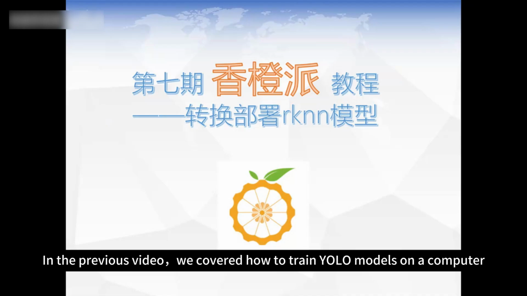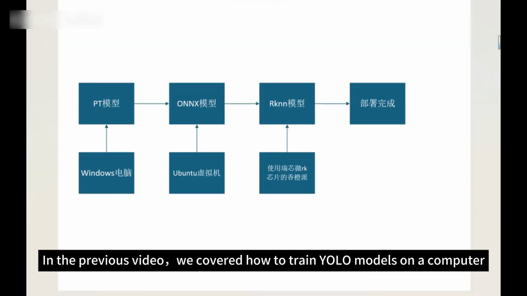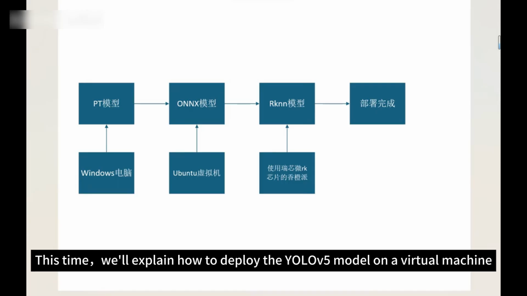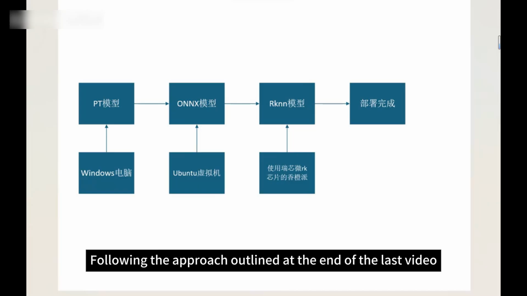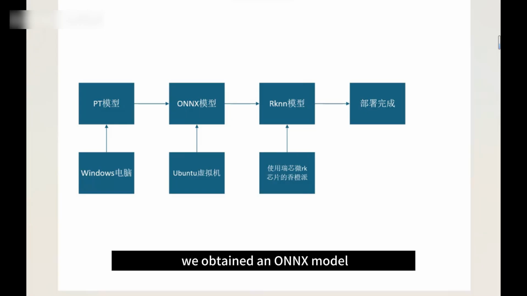In the previous video, we covered how to train YOLO models on a computer. This time, we'll explain how to deploy the YOLO v5 model on a virtual machine and an OrangePi. Following the approach outlined at the end of the last video, we obtained an ONNX model.